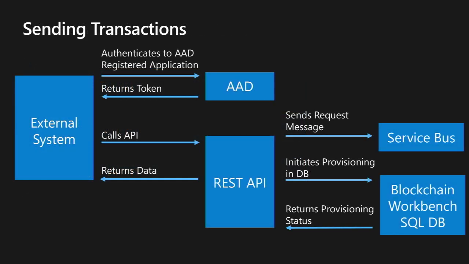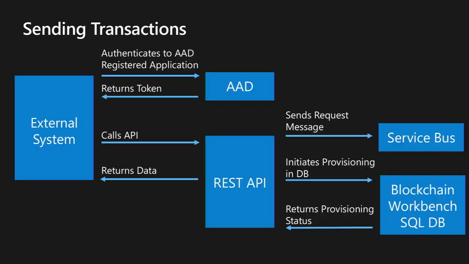And just before I show you those three options, I just want to make sure that you understand how sending a transaction actually works. The external system, that's your application, has to authenticate against the Active Directory, returns a token, and then can call the API. The API sends a request message to the service bus, and the API will monitor the SQL database on the status of the transaction that you sent.